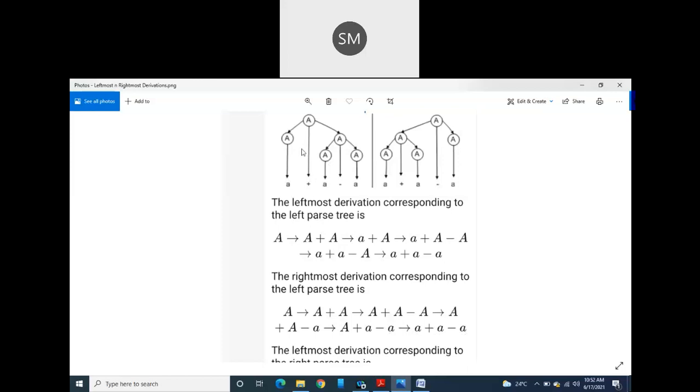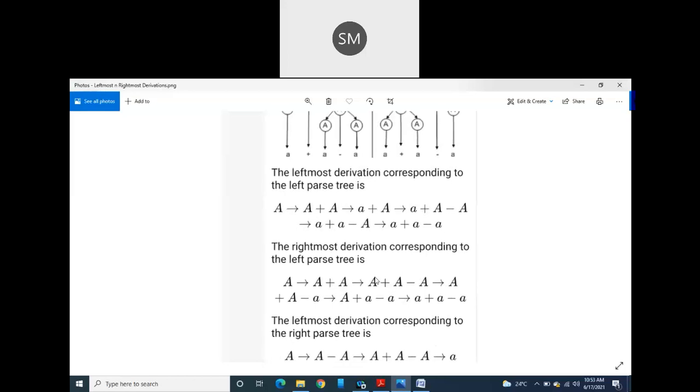Clear? So here in this case, both leftmost derivation as well as rightmost derivation are going to give you the same string. Clear? So leftmost derivation is nothing but keep on replacing the leftmost non-terminal by a terminal. Rightmost derivation is nothing but keep on replacing the rightmost non-terminal by the terminals. Okay.